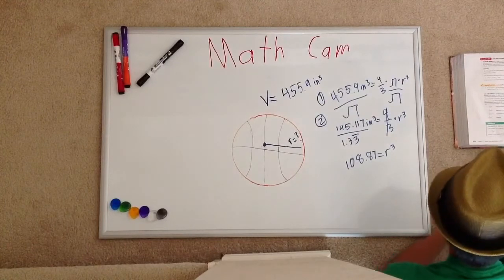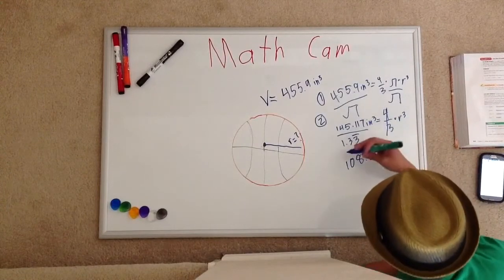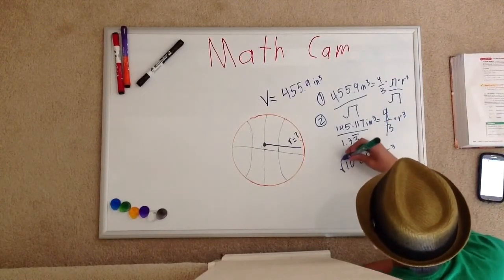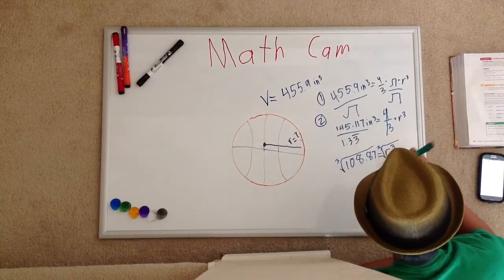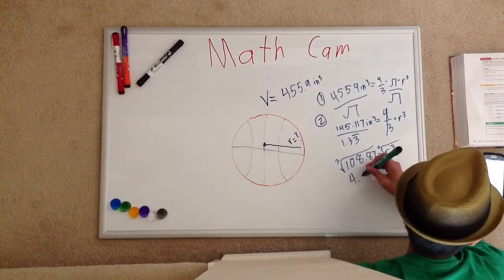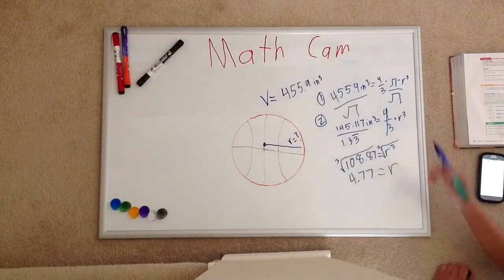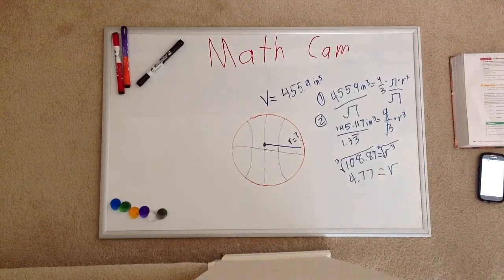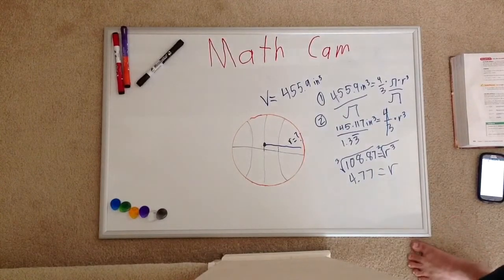And so next we're going to find what r is by cube rooting the 108.87, and so the radius is equal to 4.77, and that is how you find the radius of a sphere given the volume is 455.9 inches cubed.